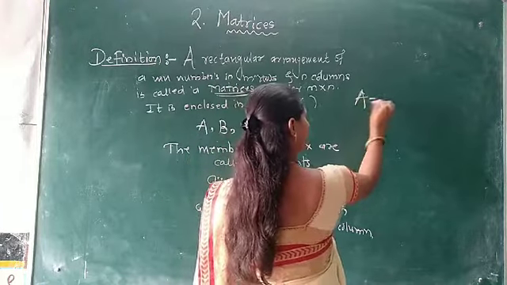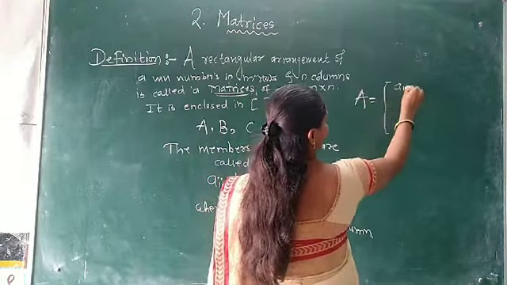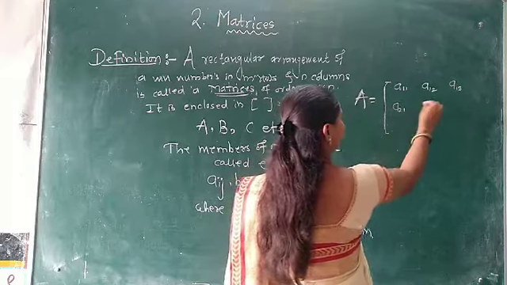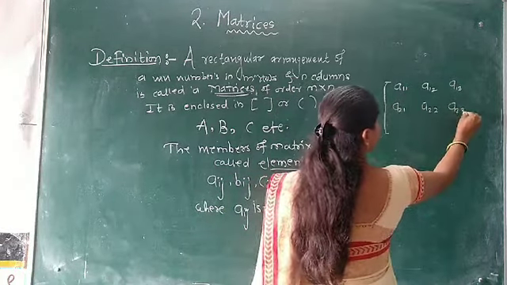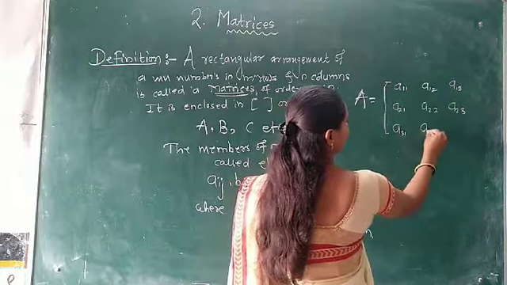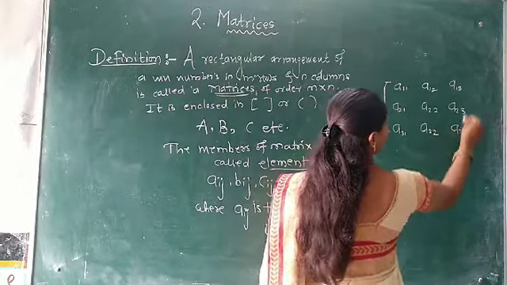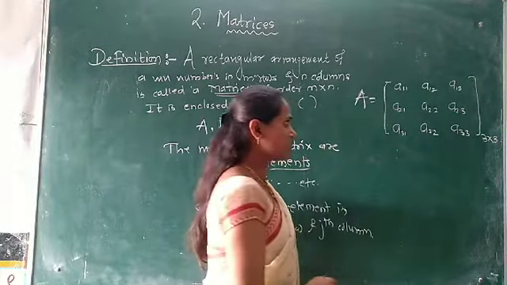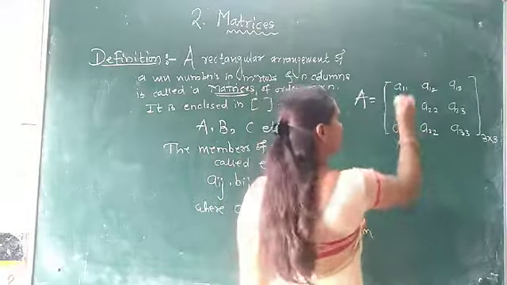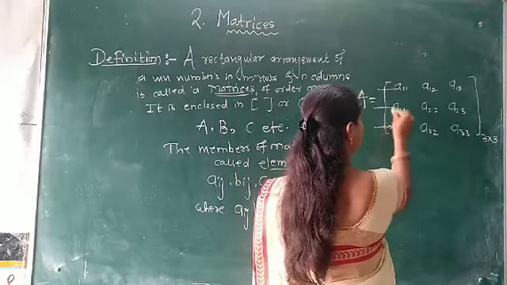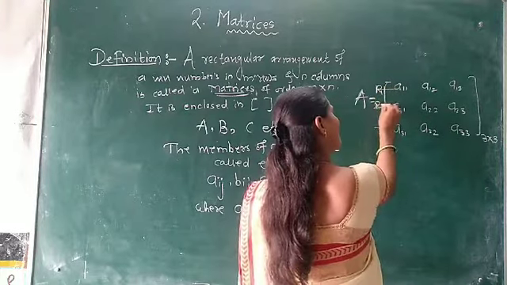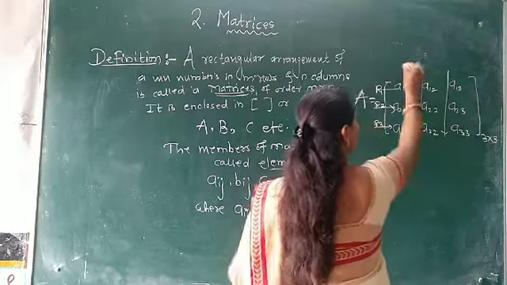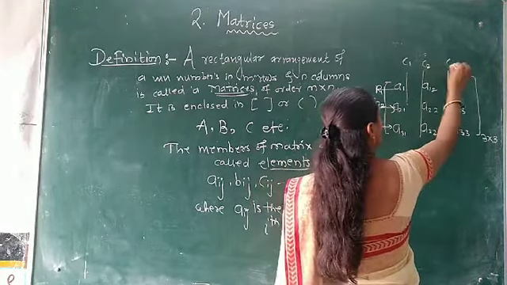Suppose we consider a matrix A with rows A11, A12, A13, then A21, A22, A23, then A31, A32, A33. This is a matrix of order 3 by 3. That means in this matrix there are 3 rows, the horizontal lines R1, R2 and R3, and 3 columns, C1, C2 and C3.